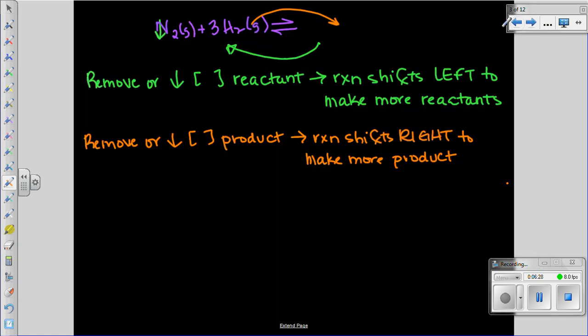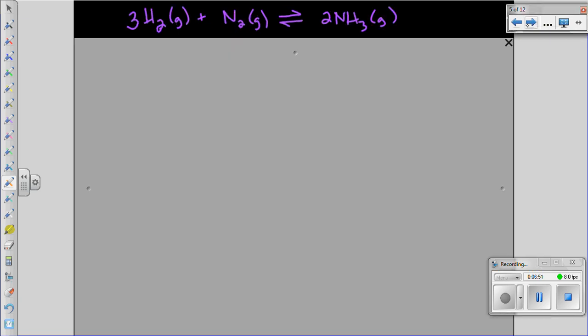I also want to mention that you need to think about the initial shift. You don't want to think about subsequent shifts. All we're asking is, when this stress is applied to the system, what's the initial shift, not what's going to happen after that initial shift. All we're looking at is the first shift.